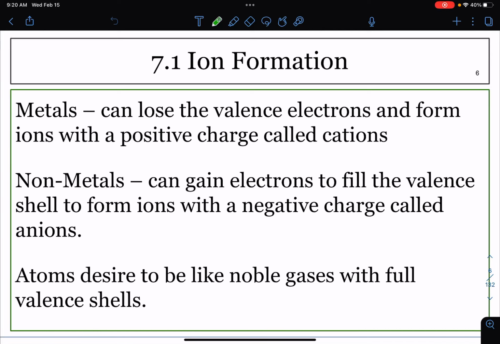In this lesson, we will learn more about ionic bonds and covalent bonds. Metals lose electrons to become positively charged ions called cations. Nonmetals gain electrons to fill their last shell of electrons and become negatively charged ions called anions. Atoms want to have full valence shells just like the noble gases, so that is why they will either lose or gain one or more electrons.